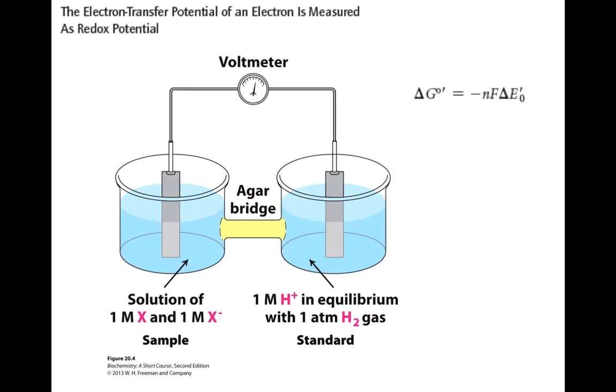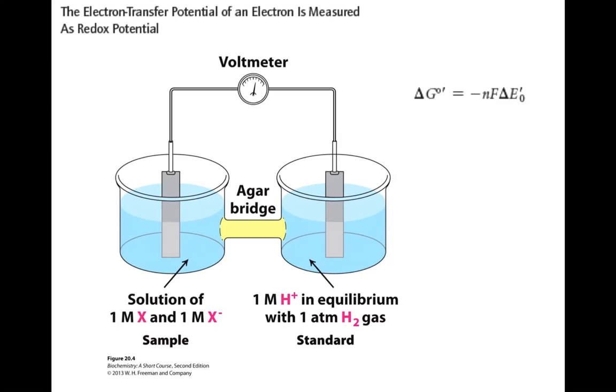Again, from the example given to you in class, if we're looking at the example already written on your handout, we would have negative 2, so 2 for the n. Faraday's constant is always going to be 96,485 joules per volt mole. And we're going to multiply that times the change in E0 prime, and for ours, it was positive 1.14.